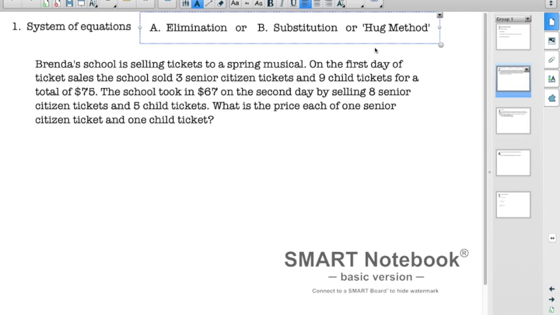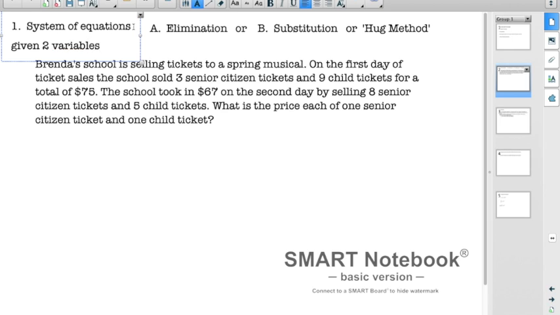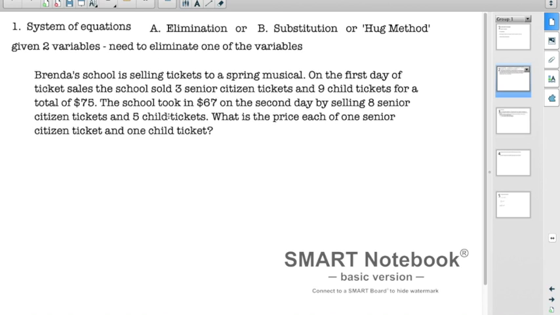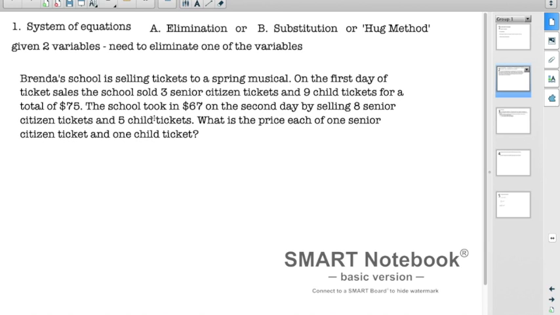And remember, the whole point of system of equations is that this is when we're given two variables, right? And we need to eliminate one of the variables in order to find the other one. Okay, so this is when we're given two variables, usually in the form of a word question like this. So let's read this. Brenda's school is selling tickets to a spring musical. On the first day of ticket sales, the school sold 3 senior citizen tickets and 9 child tickets for a total of $75.